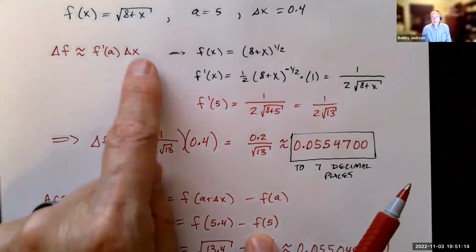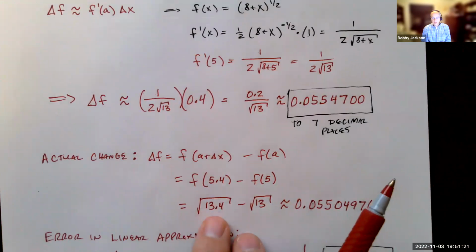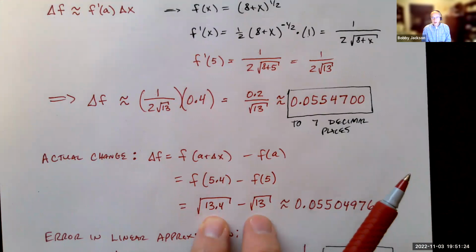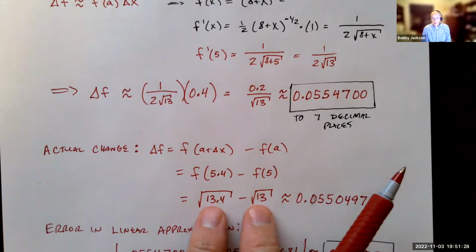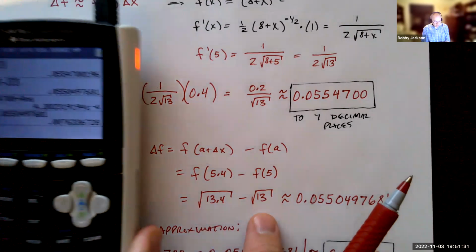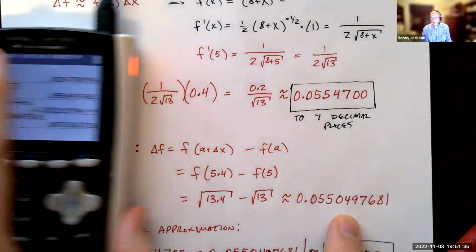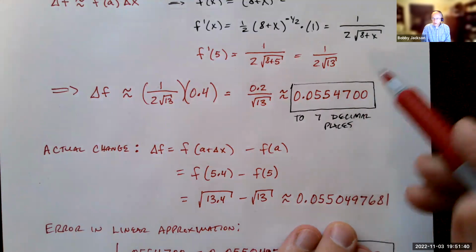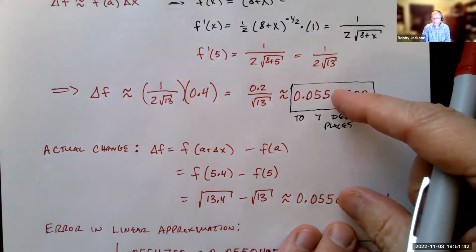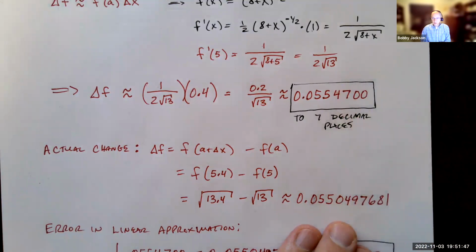And so remember the function f of x is the square root of 8 plus x. So 8 plus 5.4 is 13.4. So you take the square root of 13.4. And of course, f of 5 would be 5 plus 8, 13, square root of 13. So I subtract these, again, using the calculator. And the actual difference is that. So you can compare the actual change with our approximation. Pretty good. We're pretty accurate. It looks like almost to the third decimal place, and then we start getting off. But a pretty good approximation.